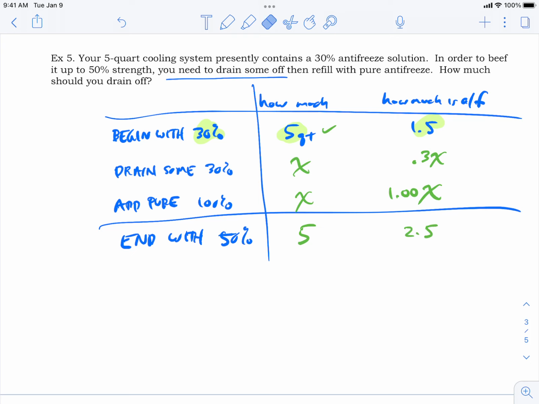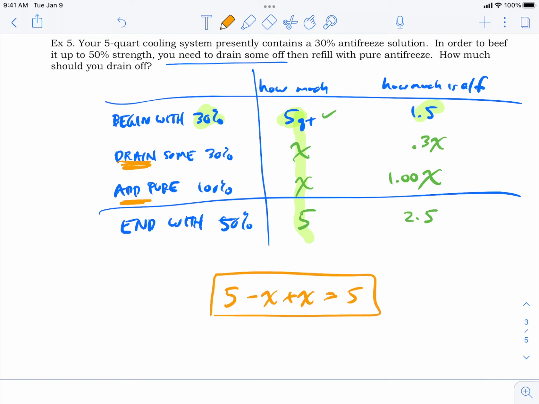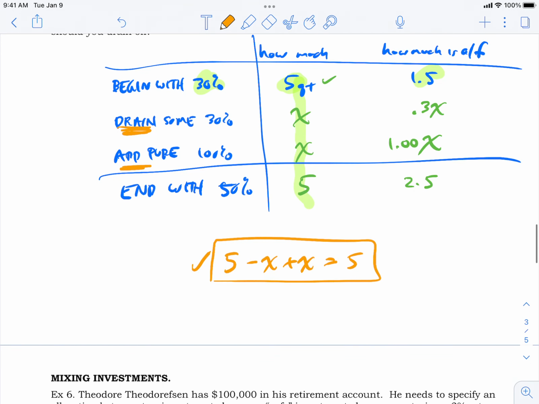Notice something different about this table. It's only got an x in it. There are no y's. Well, that's actually okay. That means we're going to end up with something really nice. Now I could look down this column. What is that column telling me? That column is telling me that I'm going to start with 5 quarts. I'm going to drain some off. Then I'm going to add back the same amount, and I'm going to end up with 5. Kind of a cute equation, right? 5 minus x plus x equals 5. Well, that equation is solved no matter what you use for x, right? You could use 10 for x. It'll still work. But now come down this row.